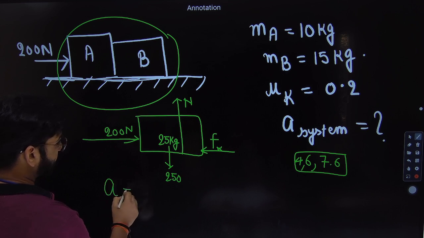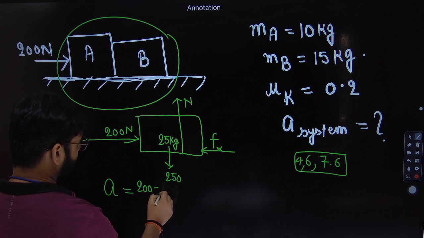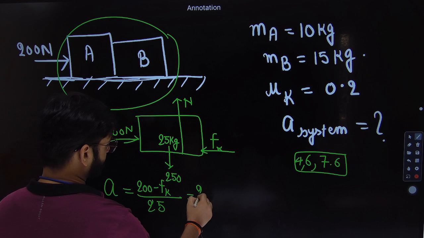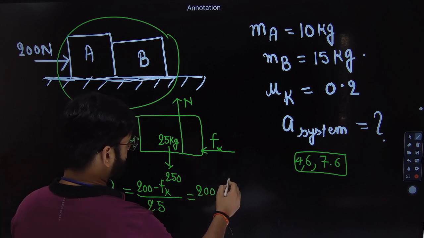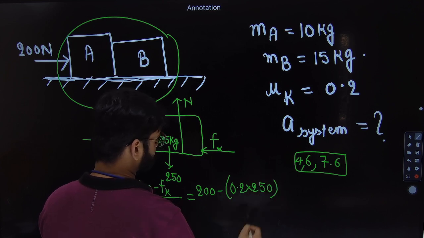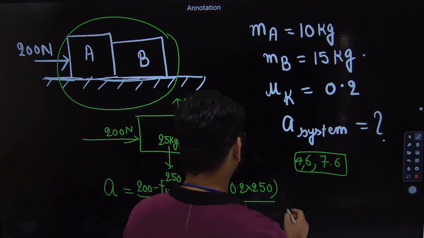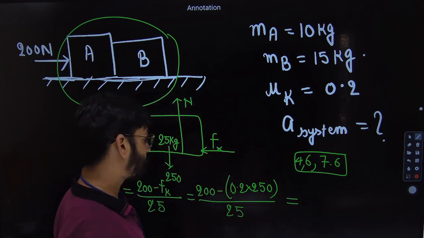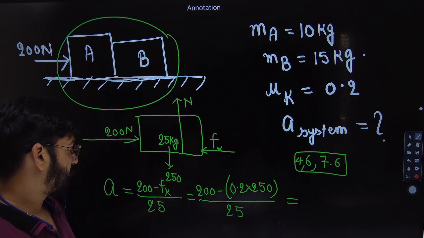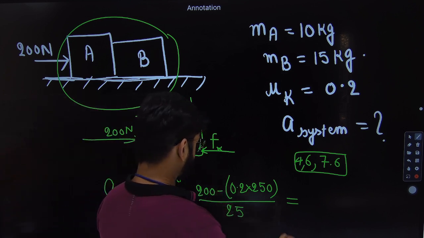So acceleration is net force divided by mass. So 200 minus Fk, divided by, what is the total mass? 25. So 200 minus 0.2 into 250, divided by 25. All of you solve it, you will get the answer.